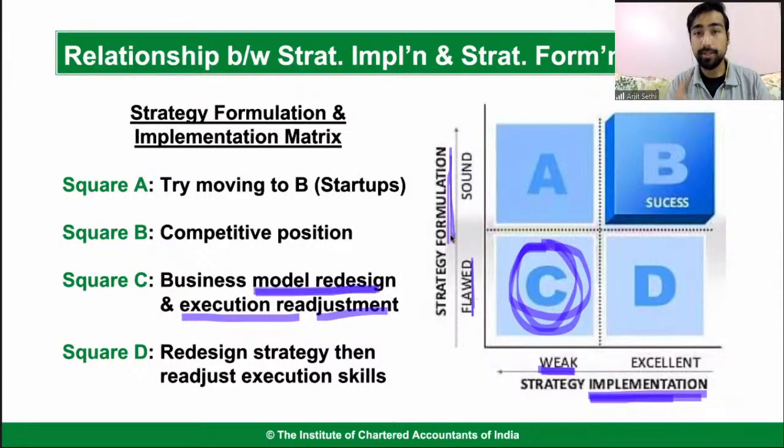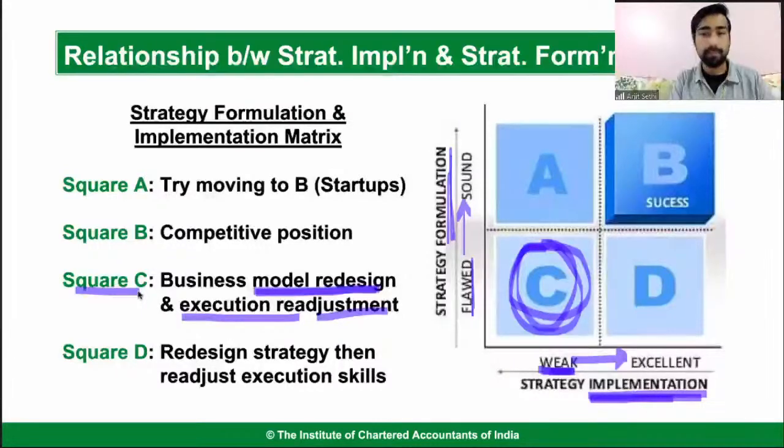That means you will have to make your formulation strong and logical. You will have to make your formulation logical. That means redesigning the formulation and also readjusting your implementation from weak to excellent. You have to take it to excellent, from flawed to sound, right? So when you're in square C, you're making losses, your business will be unsuccessful, not able to succeed, worst condition, liquidate, not successful, loss making. That's right. What you'll do is redesign your formulation and you will improve your implementation.